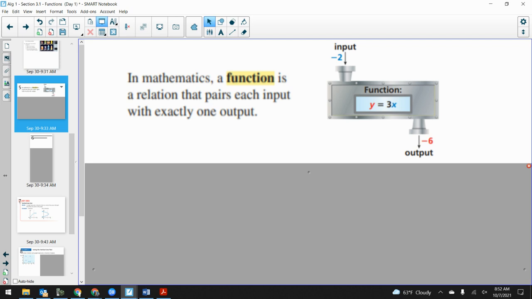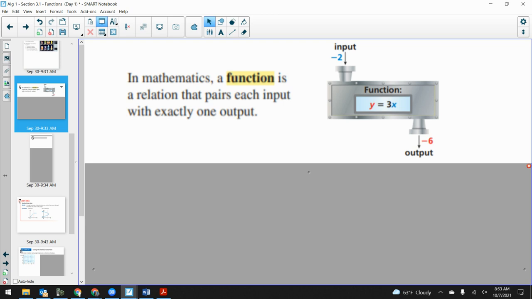Many times it's described as a function box. I put in something, I get out something. I put in one thing, I get out one thing. You cannot put in one thing and get out two things. It doesn't make sense. That would not be a function. There are things that do that, things that have two different answers, where for every one input there are two outputs.